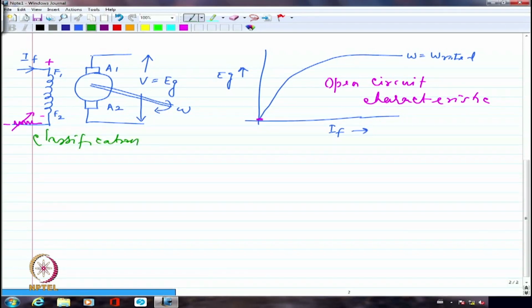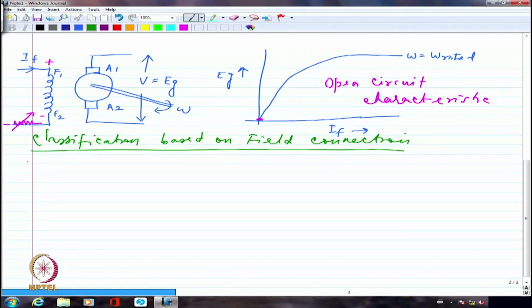based on field connection. So I can have really a separately excited field. So the first one we are talking about is separately excited DC machine. When we say separately excited, very clearly I'm going to have a separate source for the field, and if it is a motor, I will have a separate source for the armature. Both of them will be completely independent of each other.